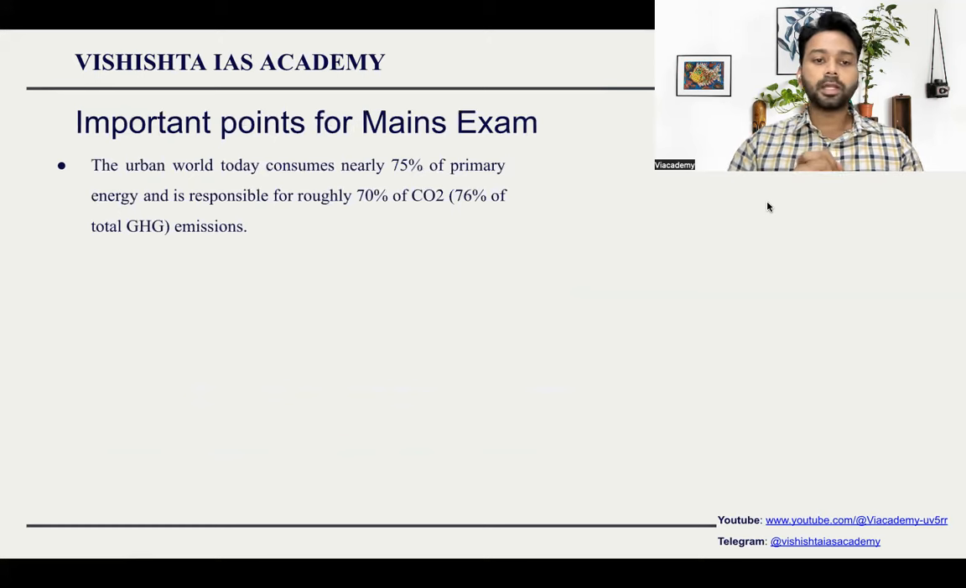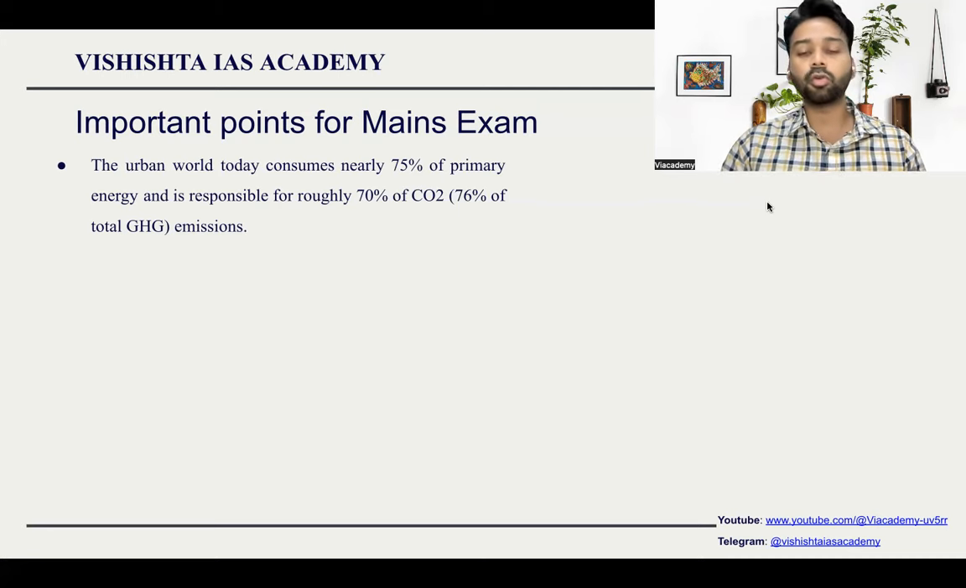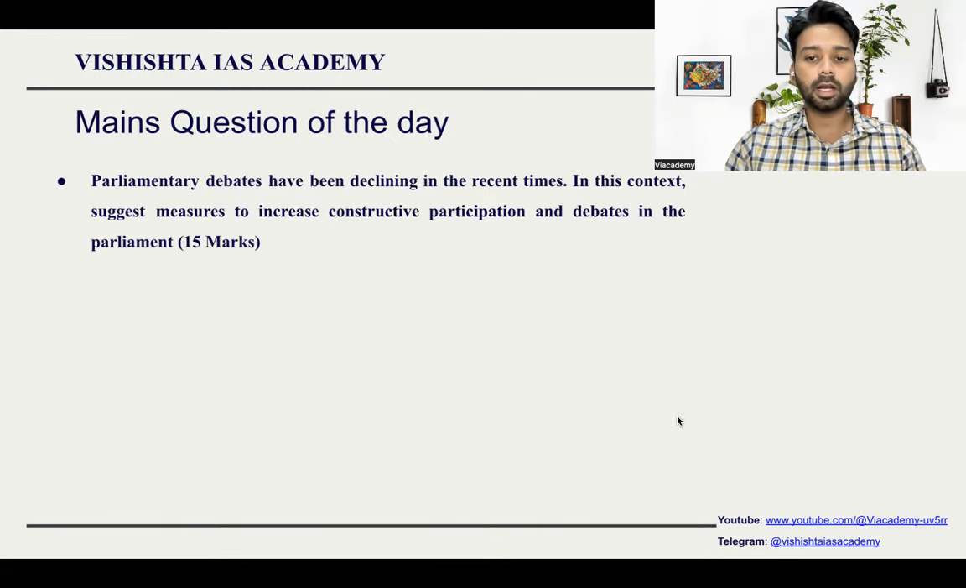One important point for the mains examination: a recent report told that the urban world today consumes nearly 75% of primary energy, and urban spaces are responsible for 70% of carbon dioxide. So, in order to reduce carbon dioxide emissions at the global level, we need to concentrate more on cities. This can be used in your mains answer.